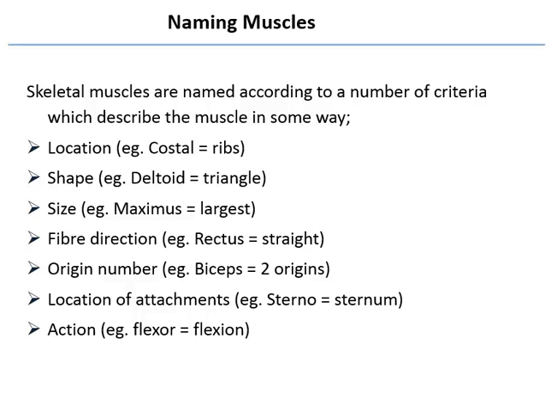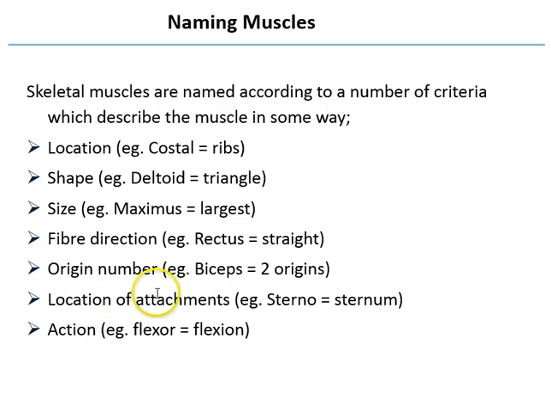Muscle names are based on ancient Greek or Latin languages and describe a range of features of the muscles, including, for example, their location. For example, if the term costal is in there, it refers to the ribs. The name can also describe shape. For example, deltoid is a reference to triangle. Size is often referred to in the muscle name, maximus, minimus, etc. The fiber direction can be referred to, rectus or oblique, origin number, biceps indicating two heads or triceps.